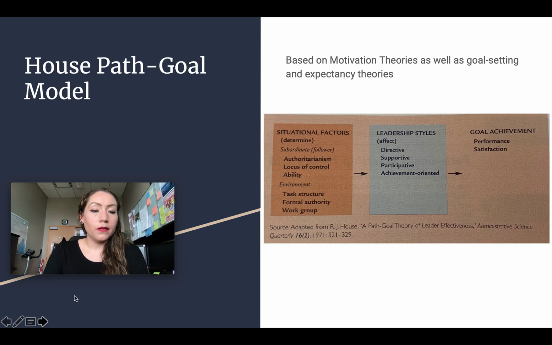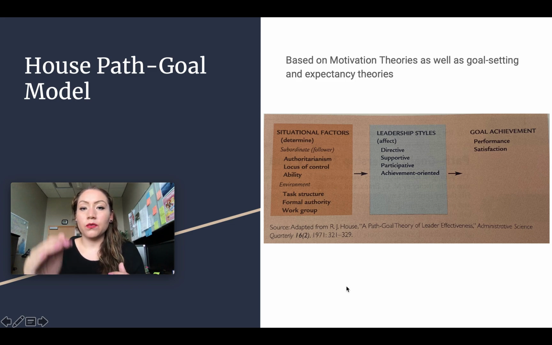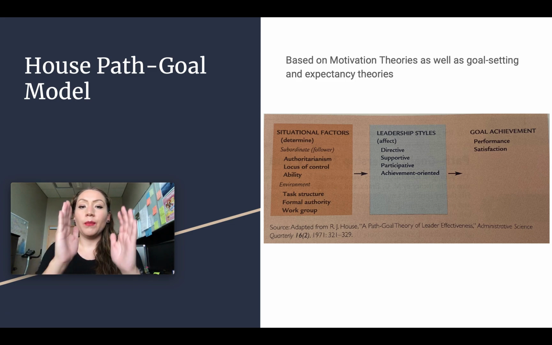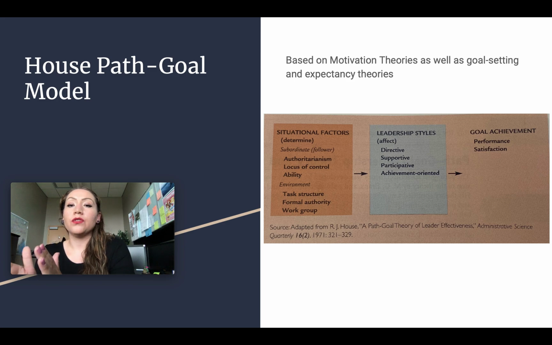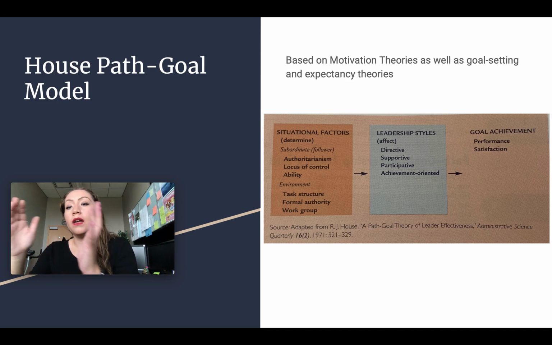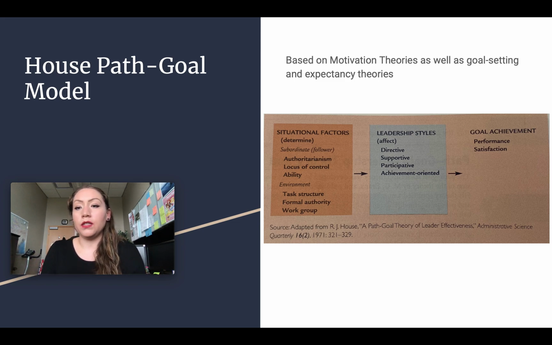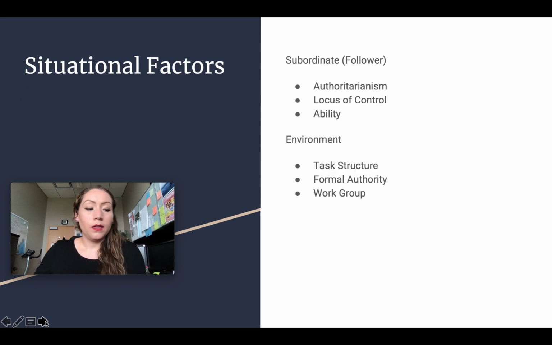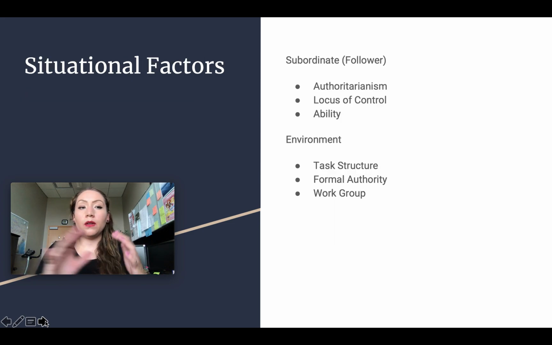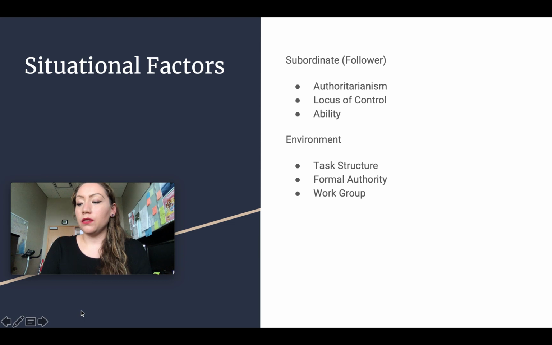So this is in our book. As you can see, those are the situational factors. Depending on the factor, you would have to choose a type of leadership style. Obviously, the ultimate aim, to be successful, is goal achievement. So the leaders are responsible for motivating the followers to attain the goals that are needed. Going back to the situational factors, we have the subordinates.